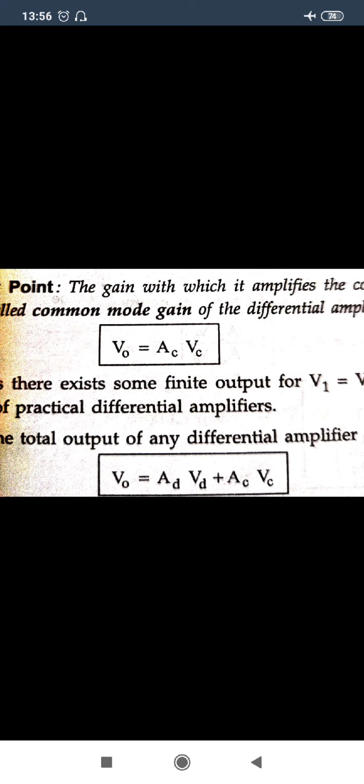The total output voltage of the differential amplifier is the addition of the differential gain term and the common mode gain term. So V naught is equal to AD into Vd plus AC into Vc.